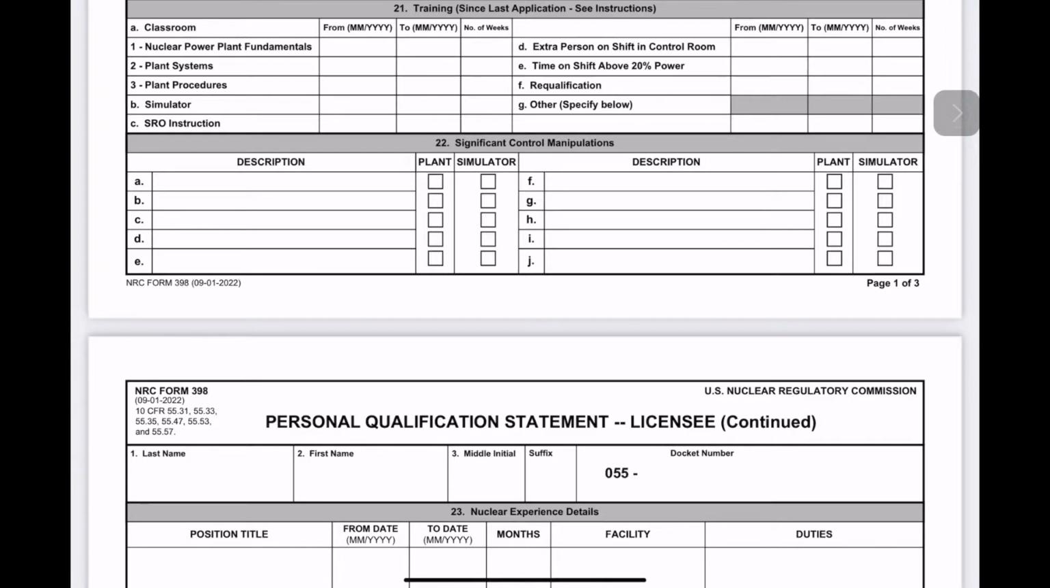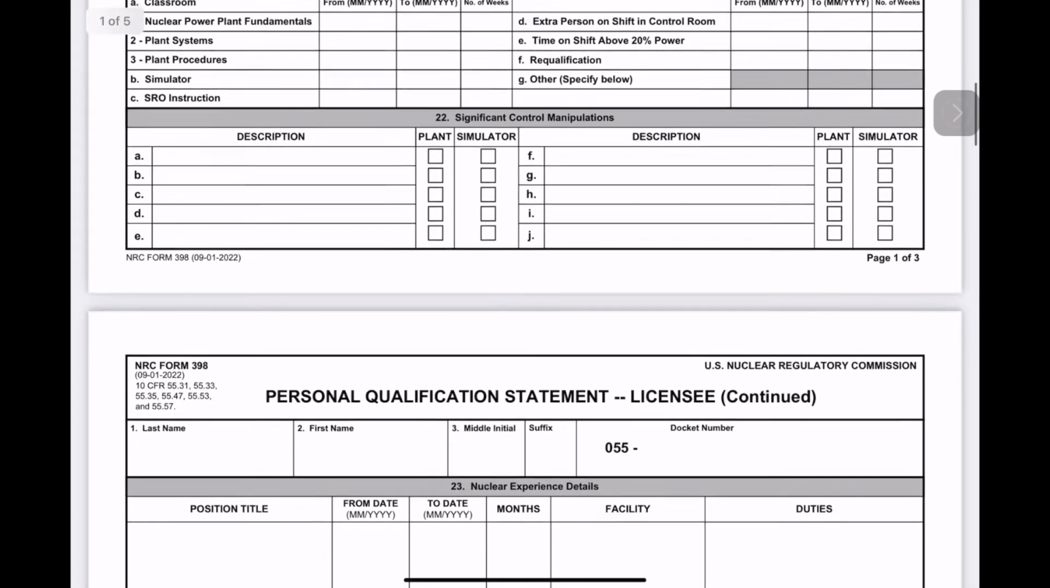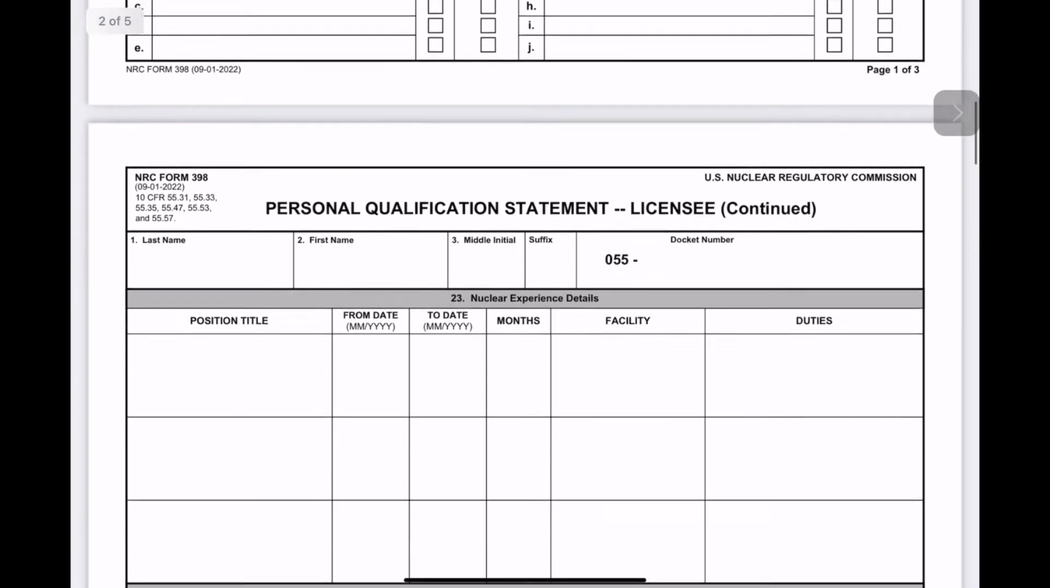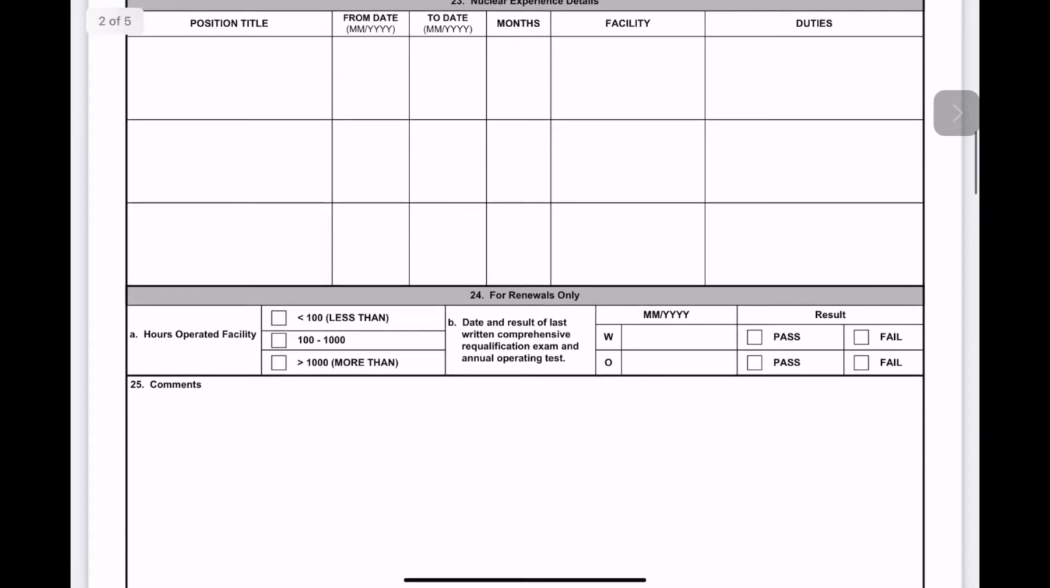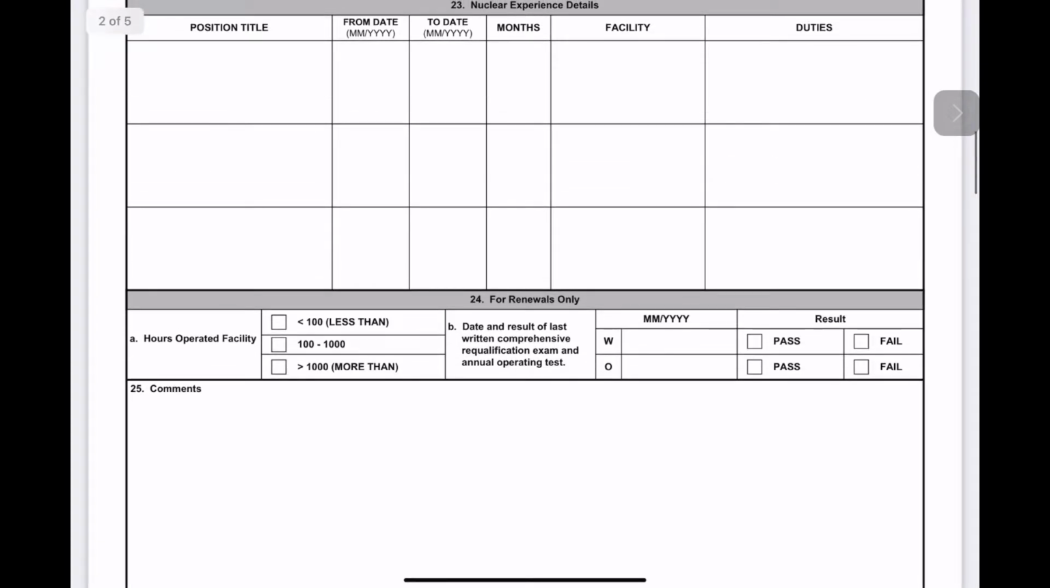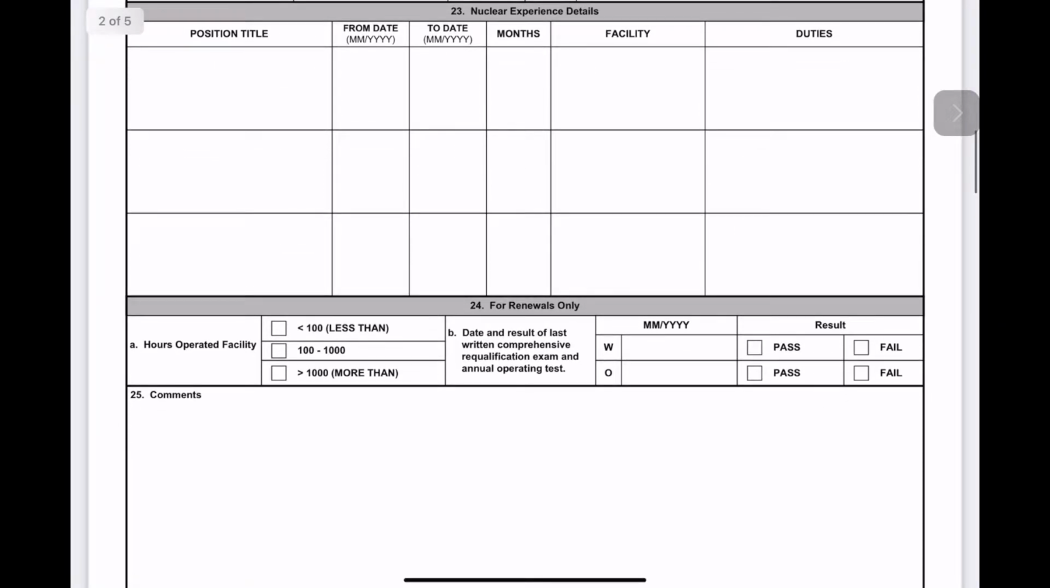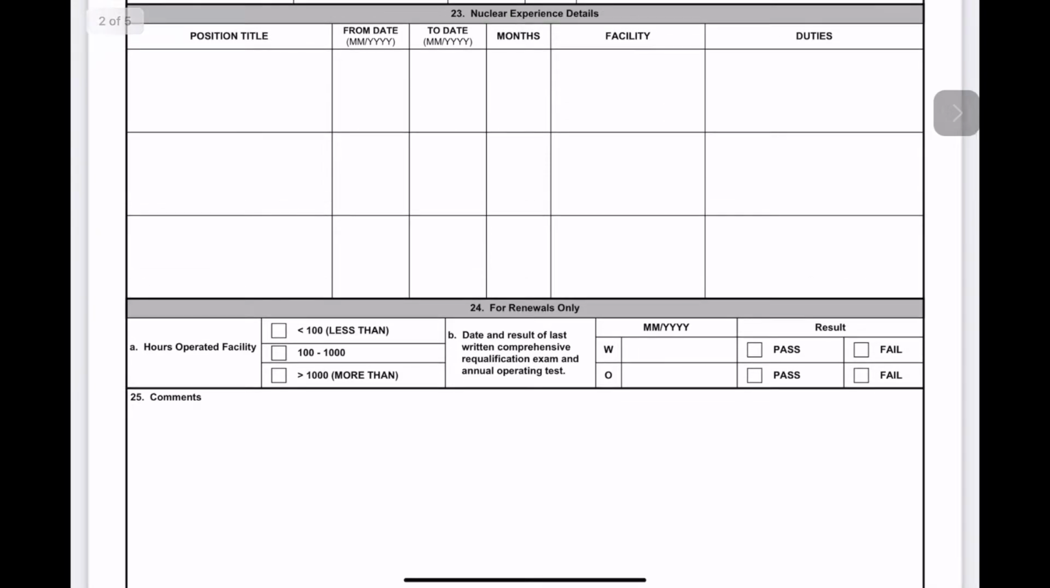If you are gonna be an SRO, you need to have SRO instruction. So you need to have different types of training, right? And you need to add more information, significant control manipulations. You need to add your nuclear experience in here. Some people start as auxiliary operators and they usually already have taken the GFE. So maybe you might want to say, okay, I already took this GFE and passed, so I don't need to do that anymore. But as of 2021, I think 2022, you don't need to take the GFEs anymore, so they're gonna remove that portion.